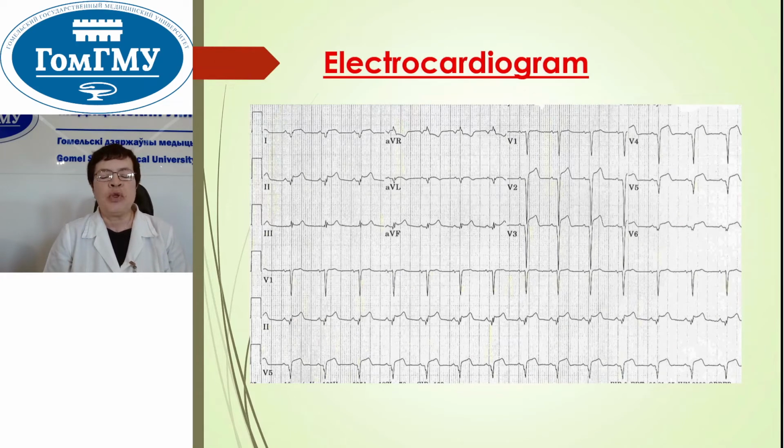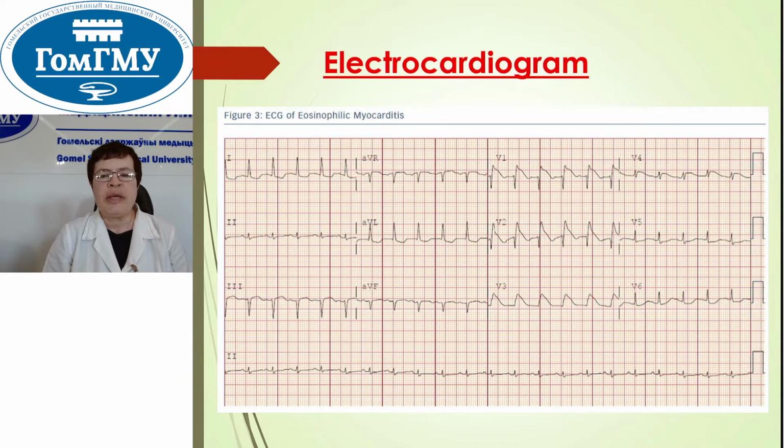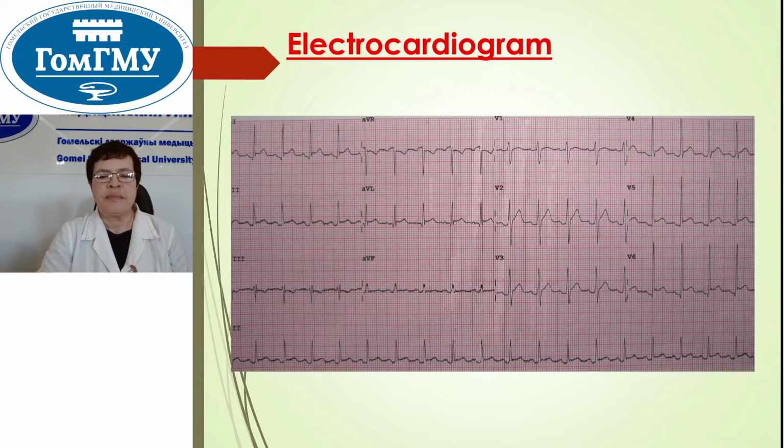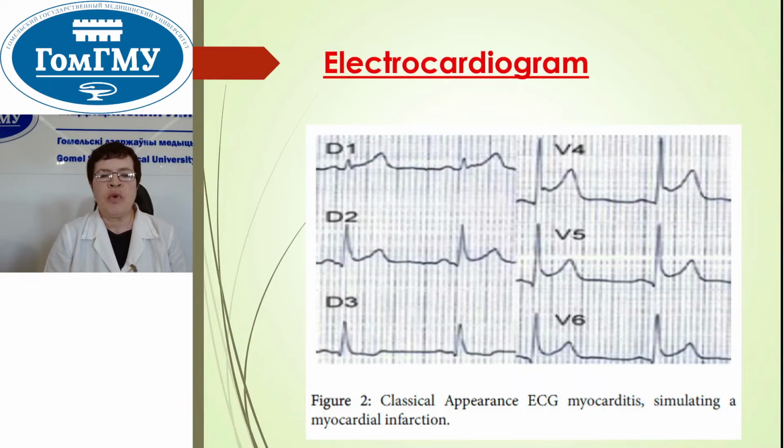On this picture you can see a patient with myocarditis, which looks like acute myocardial infarction. The changes are in the first, AVL, V2, V3, V4, V5 and V6, and also second, third and AVF leads. Also the picture of a patient with acute myocarditis, the same. On this picture you can see the classical ECG appearance of myocarditis simulating a myocardial infarction.